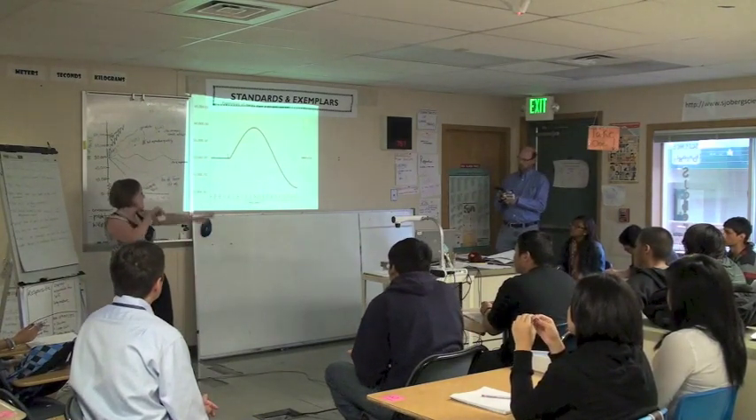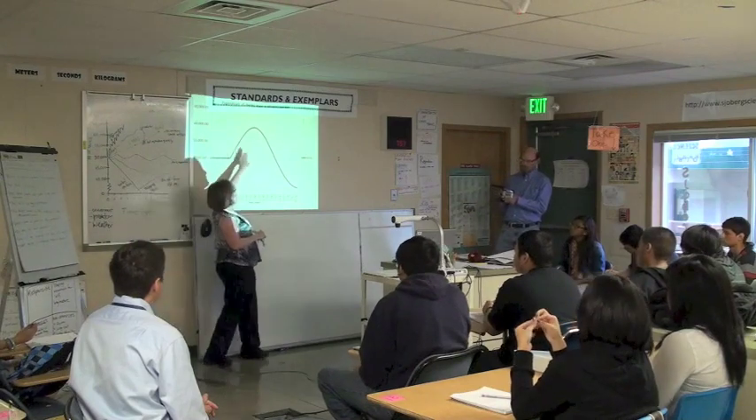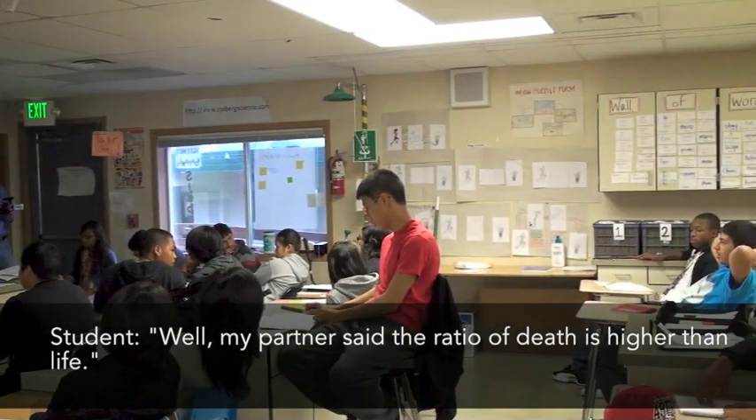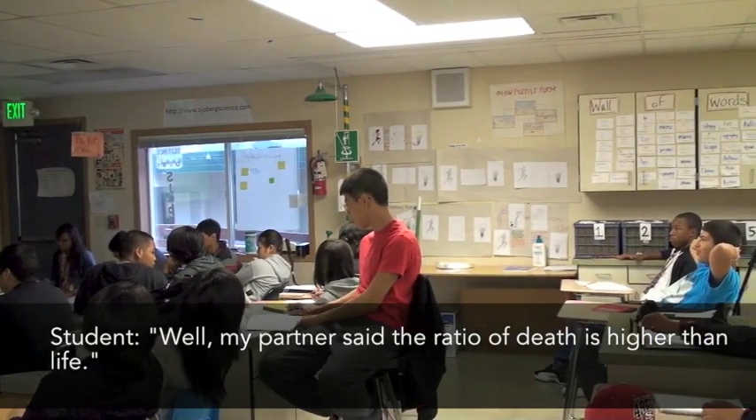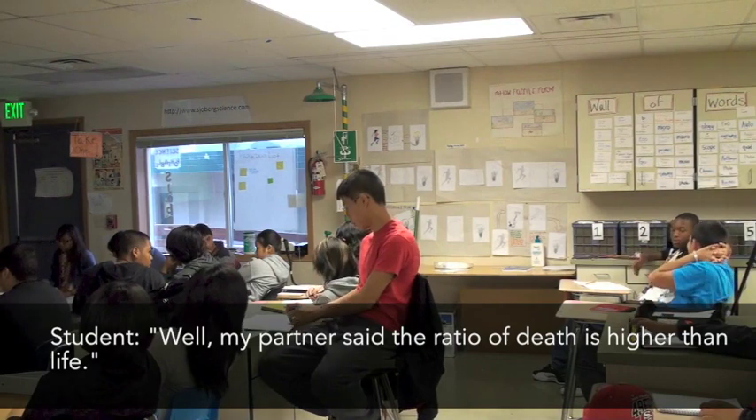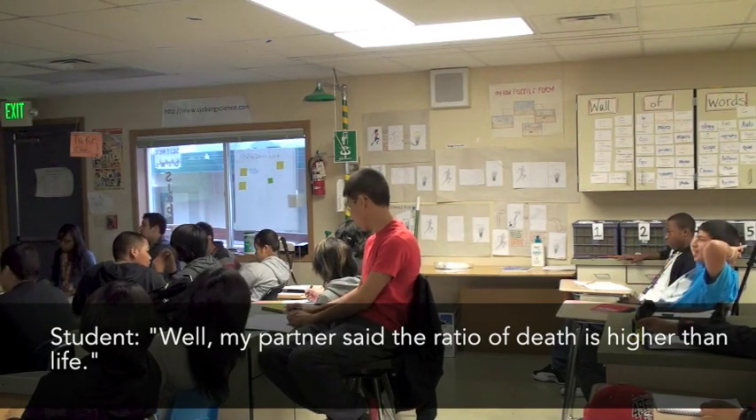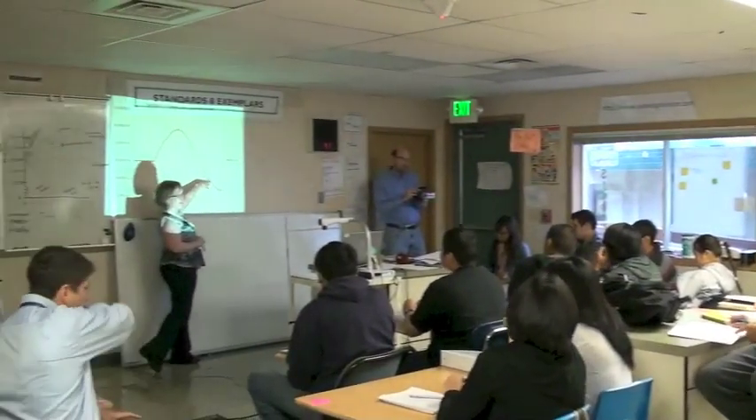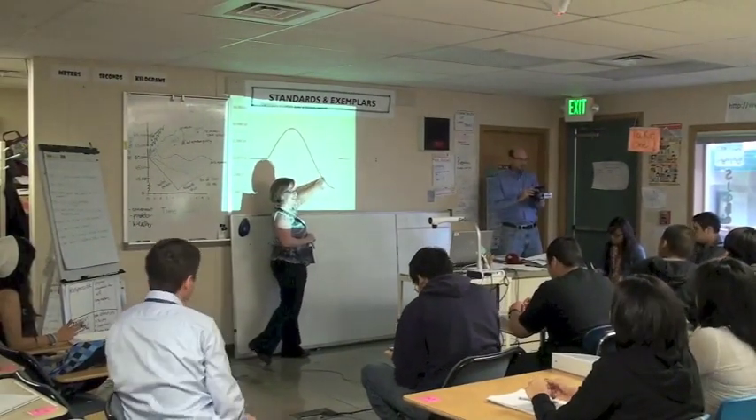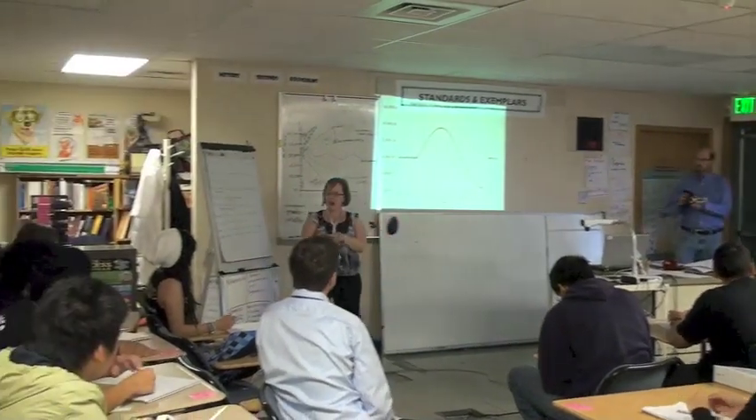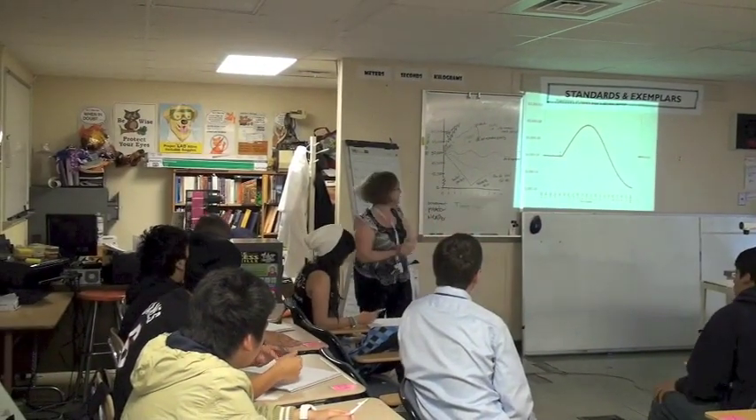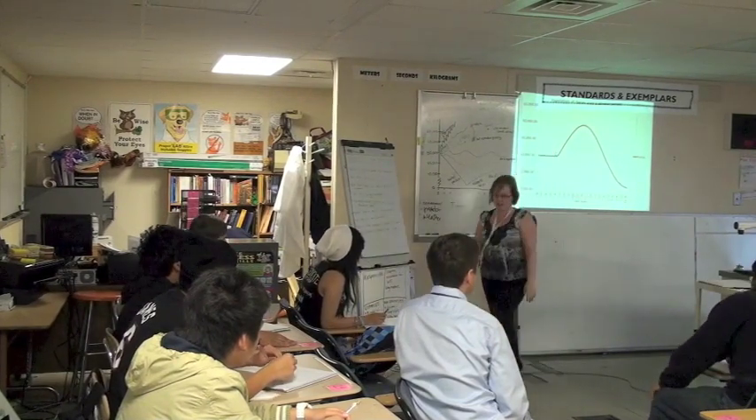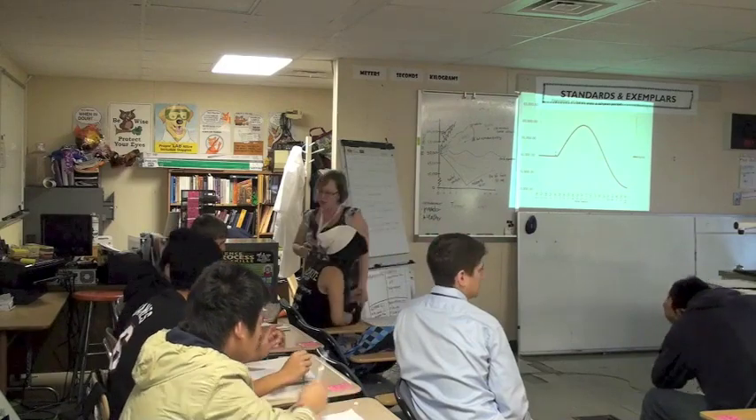So we'll go back to Abbas then, and Abbas is our interpreter here. How does that match with your idea from these two left? Well, my partner said for every ratio, the ratio of death is higher than life. Okay. So we have a high death ratio here. Is that what you're saying? Okay, excellent. So now in your notes, I want you to tell the whole story of this graph. If you could tell me the story of what this graph shows you, what is it saying? You can talk with your partner about it and record it in your notes.